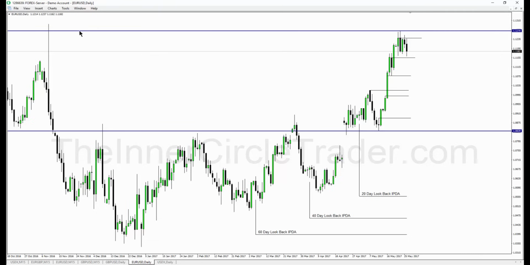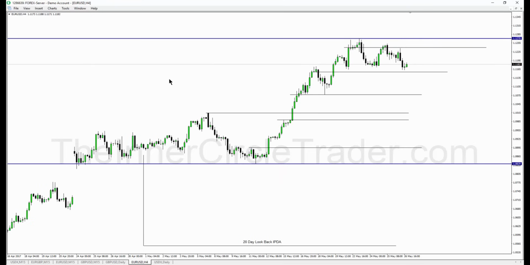So let's go down into a 4-hour chart. Okay, here we are on a 4-hour chart for the Euro Dollar. And you can see how all the daily PD arrays in the last 20 trading days look back for IPDA. We can see where IPDA will be looking to consider where liquidity may be resting, giving traders at the bank level an opportunity to get in and capitalize on orders, whether long or short.